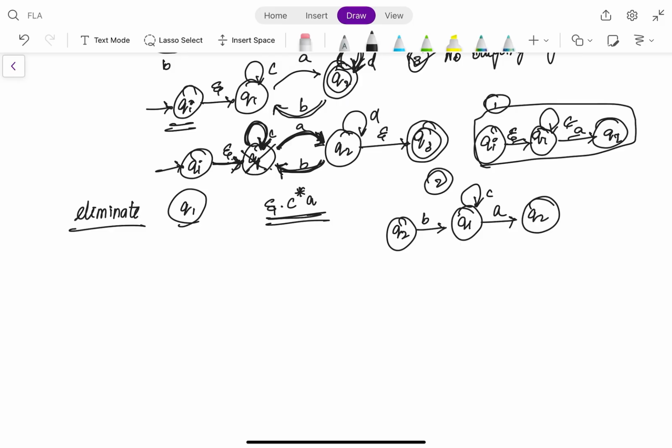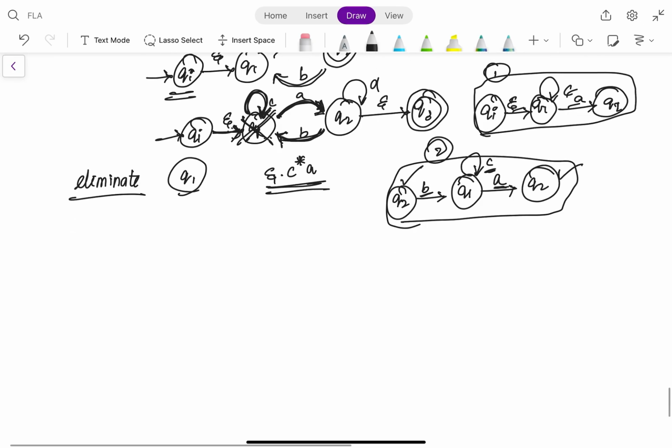How will you write this one? It is B, any number of C's, and A. But where will you put this if you are removing Q1? It starts with Q2 and ends with Q2, so this is a self loop. How will you draw this? Qi on epsilon. I'm removing Q1, right? So the first transition I will write here.